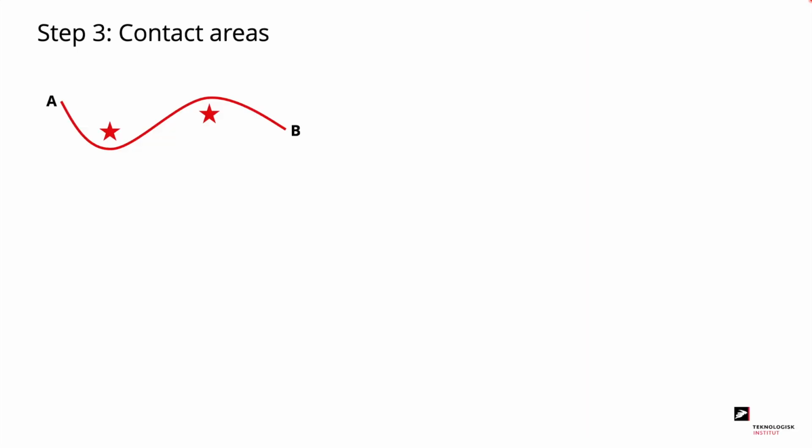Now that we've selected the printer, we have to look at the contact areas. Basically, it's about connecting A to B in the easiest possible way, and usually there are some obstacles that you need to get around, here illustrated by the two stars.